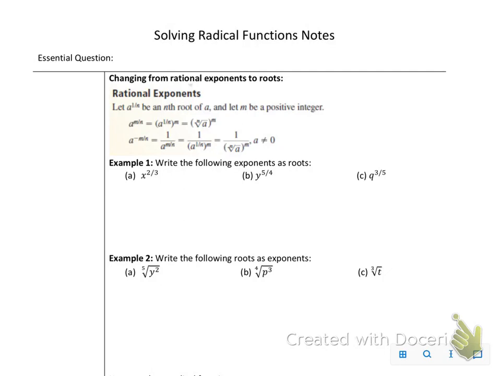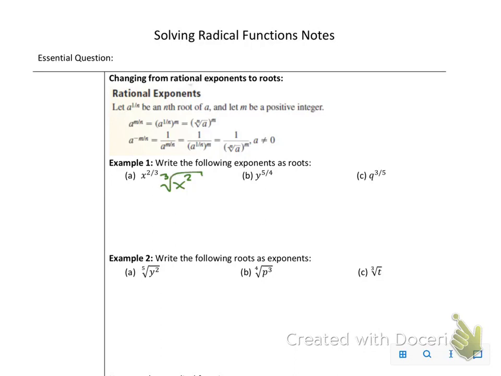Now before we start solving radical functions, we need to talk about how an exponent that is a rational exponent, in other words a fraction, can be changed into a root or a radical of some kind. What happens is the numerator of your fraction ends up being the exponent and the denominator ends up being the root. So for instance, in example 1 part A, we have x to the 2/3. Well, 2 is our exponent, so we get x squared, and 3 is our denominator, so that's the root.